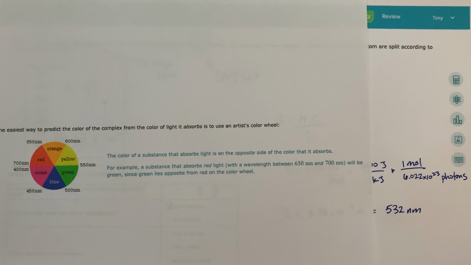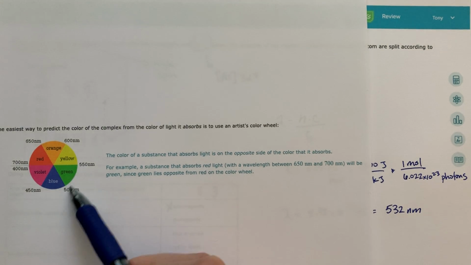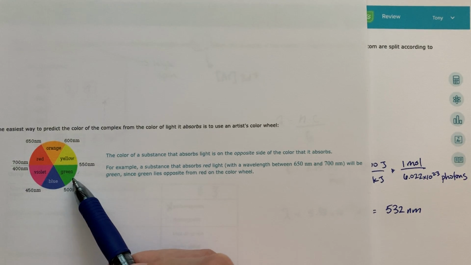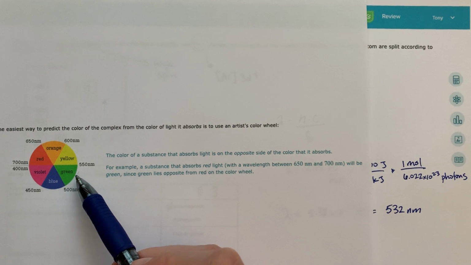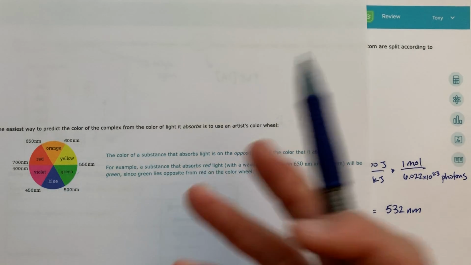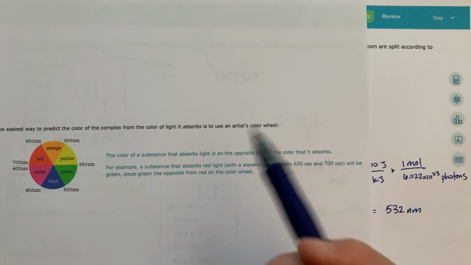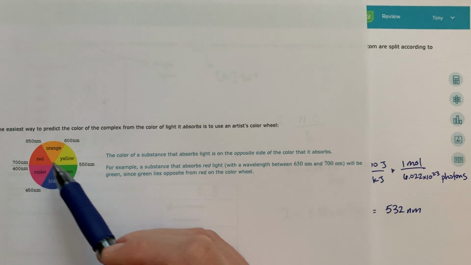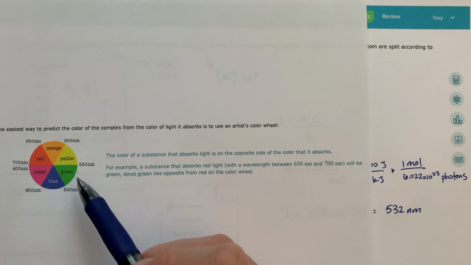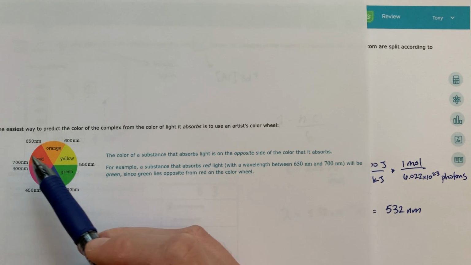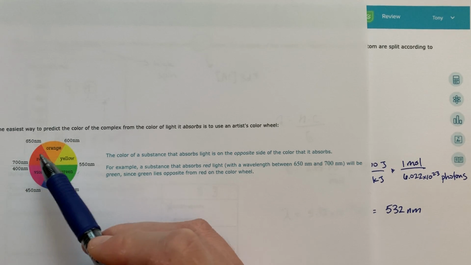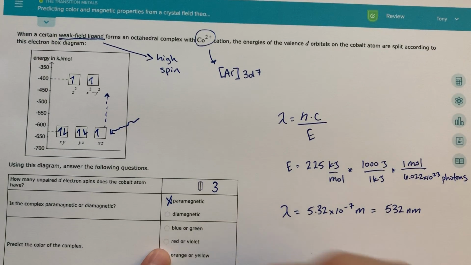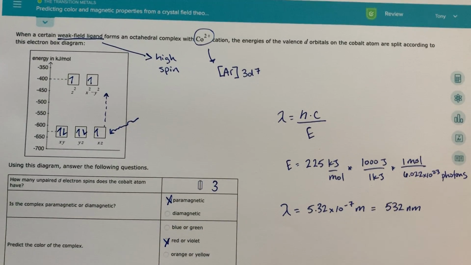So 532 nanometers would be somewhere in here, somewhere in the green area. So what that represents is that the green light is being removed, being absorbed by that photon. So then the opposite color, red/orange, so if we're absorbing the green light, then the complex would be more predominantly red. So then we would choose red or violet. So that's basically how you do it.